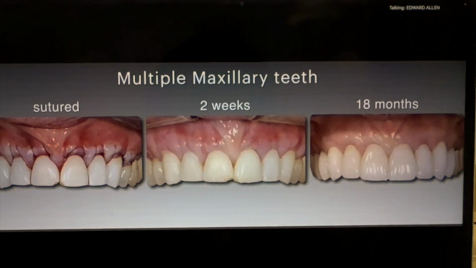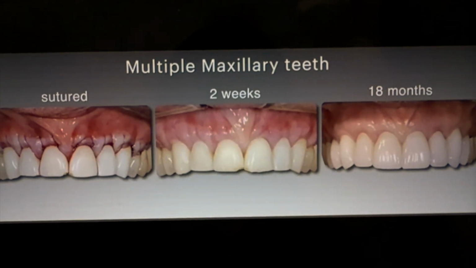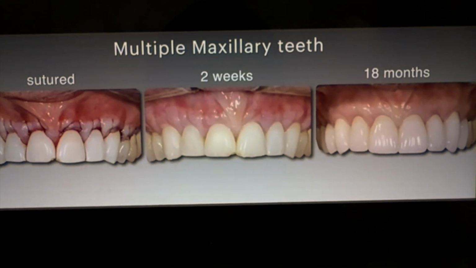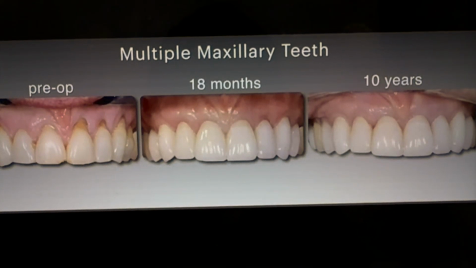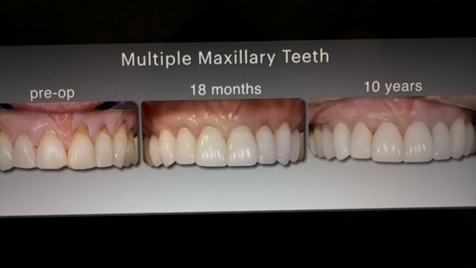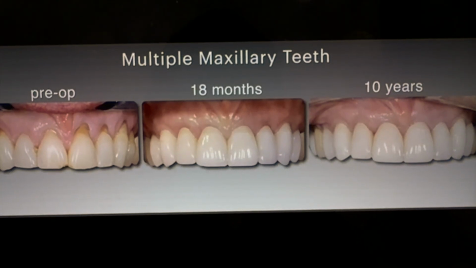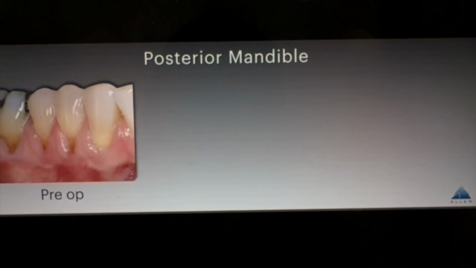And then in 18 months, the patient has final crowns. They were placed 6 months after the surgery. And you see 12 months after the restoration, which is 18 after the surgery. And you see pre-op, 18 months, and 10 years. And you can see that there's been maintenance of the tissue margin at the restoration margin over that time period.